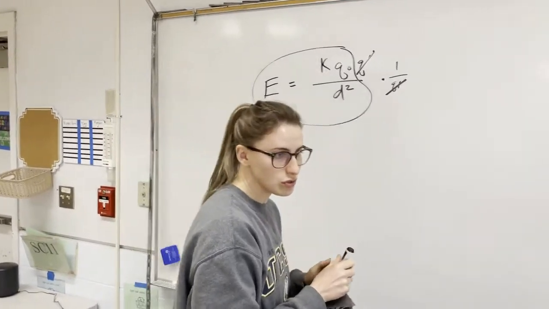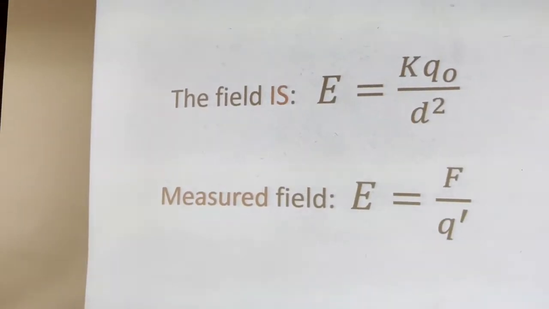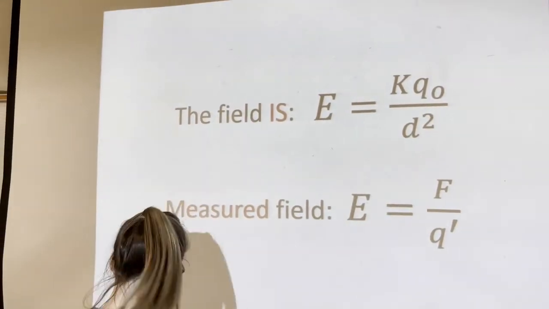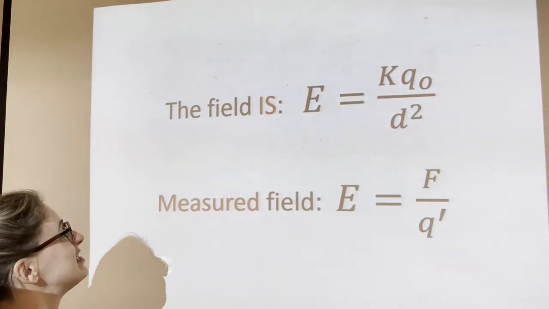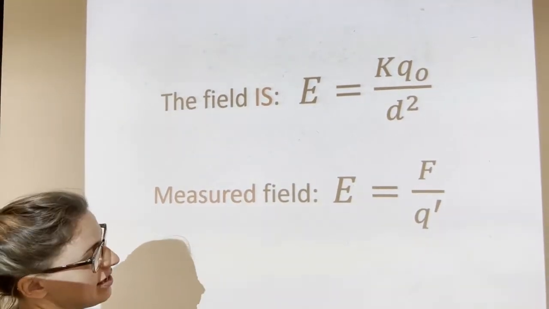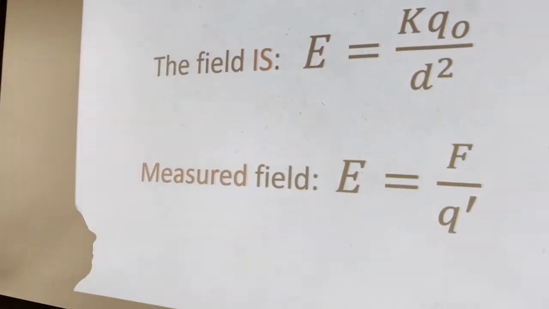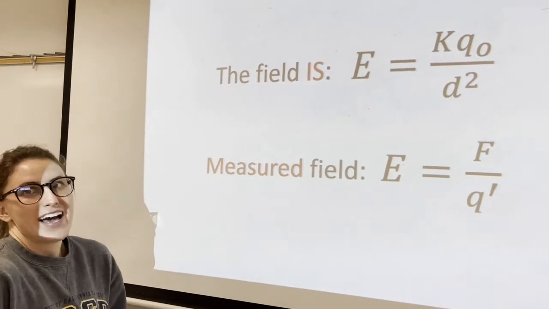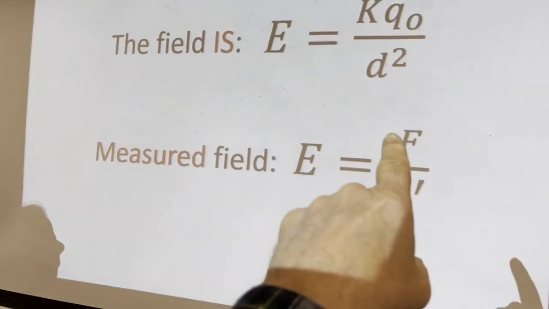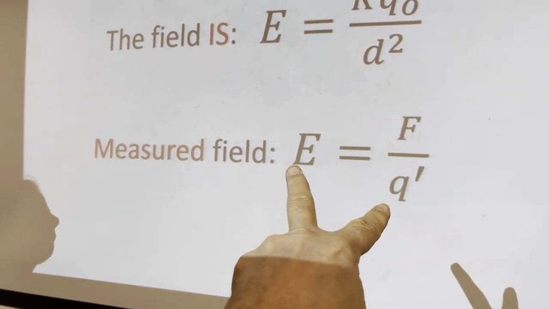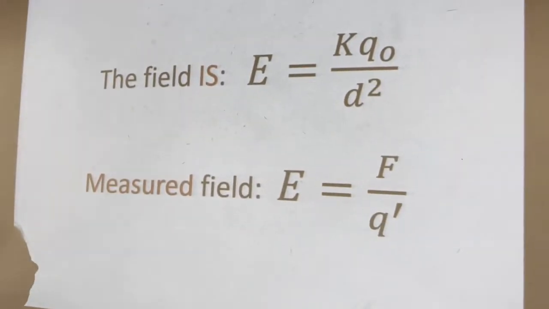We have two options here. The field is this. That's the existential equation. And then down here, the measured field is this. This is measured because it has that test charge in it. And how do you choose which one to use? Well, it depends what you've got. If you have a test charge and the force on it, you use this to find the electric field. If you don't have a test charge, you better have the originating charge and the distance from it.